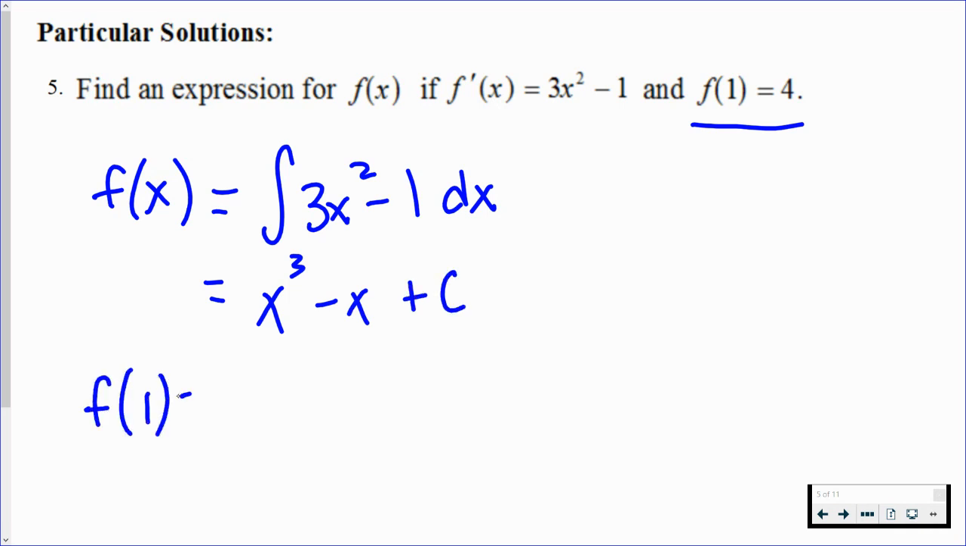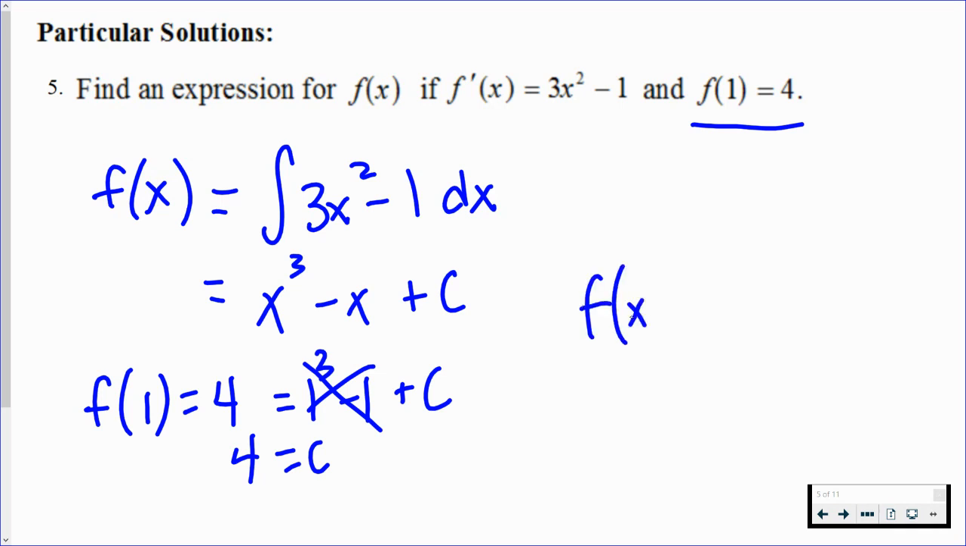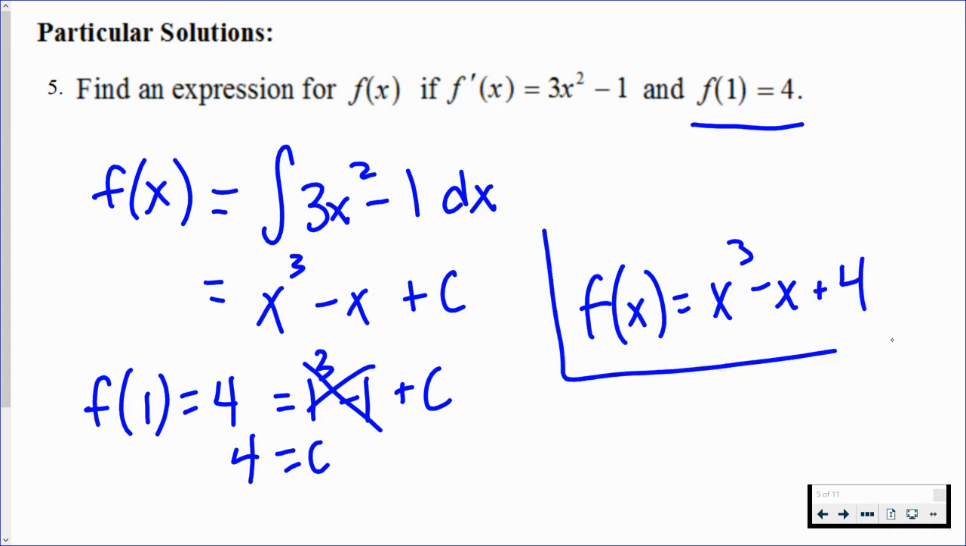Now we know that f of 1 equals 4, so let's plug in 1. 1 cubed minus 1 plus c. 1 minus 1 cancels, so we know that 4 is our c value. So we know now that f of x is x cubed minus x plus 4.